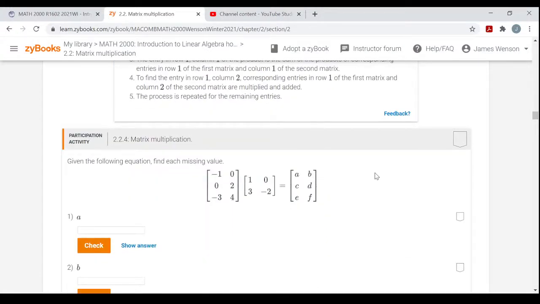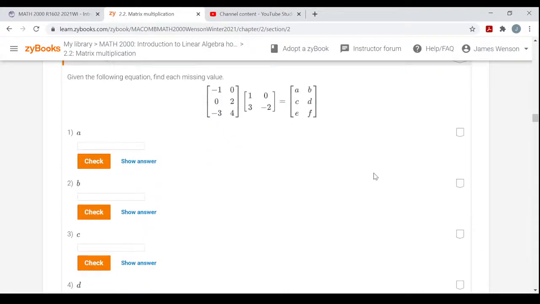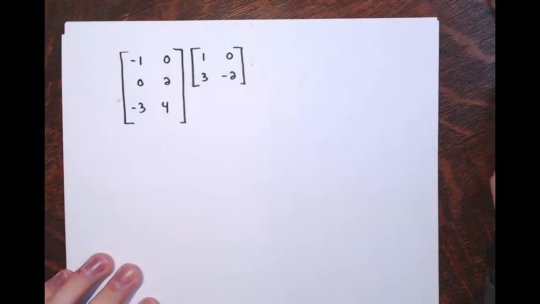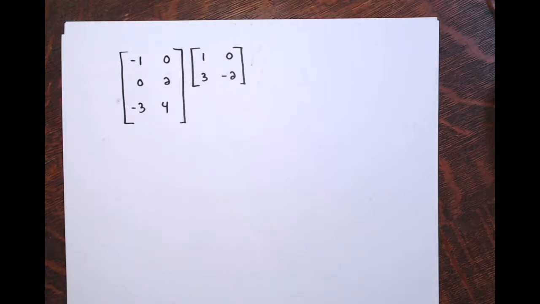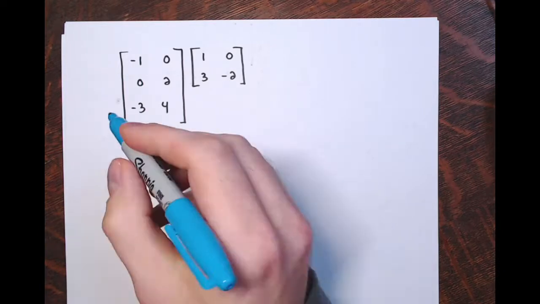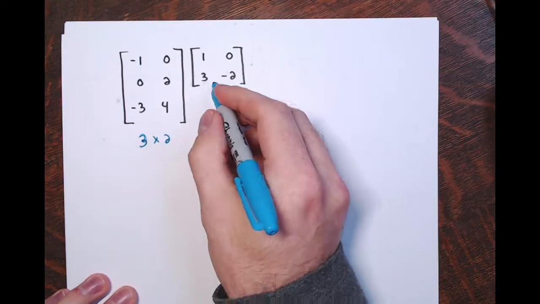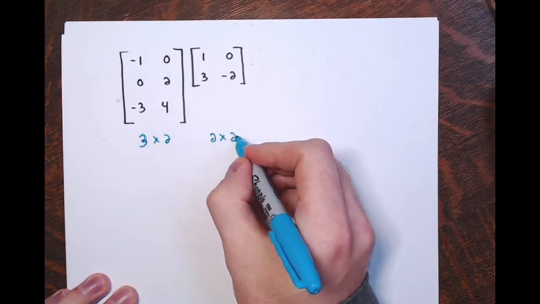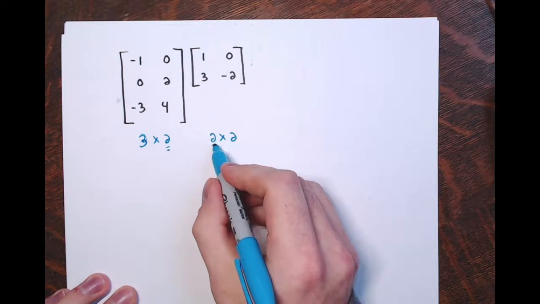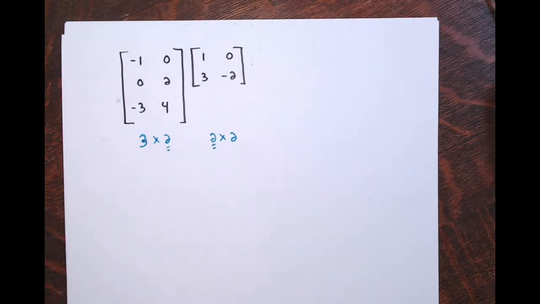All right, so I'll do that one more time. Let's multiply these matrices, again, by hand. So this left one is a 3 by 2, right? This is a 2 by 2. So the inner numbers are matching, so I can multiply these.